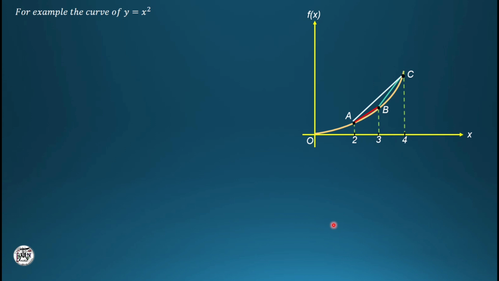Next, for example, the curve of y equals x squared. So we have the graph. The important thing here is the graph, to understand easily. So we have this example graph. Find the gradient of the curve of EB, BC, and AC. So here it is, EB, then BC, then AC.